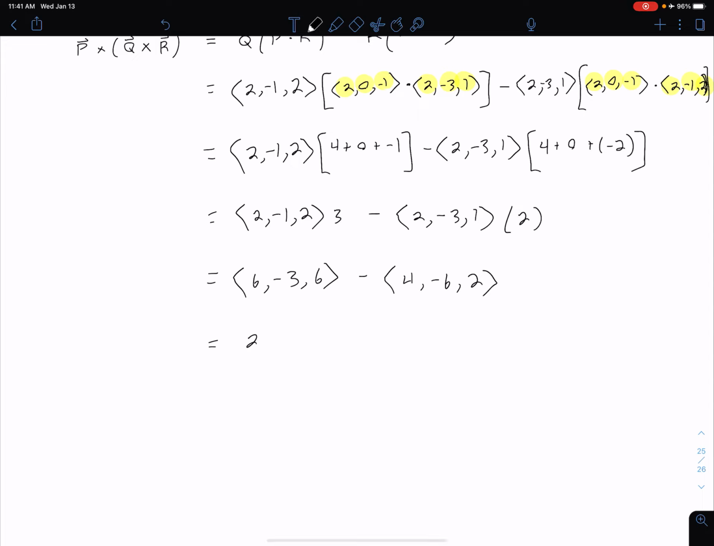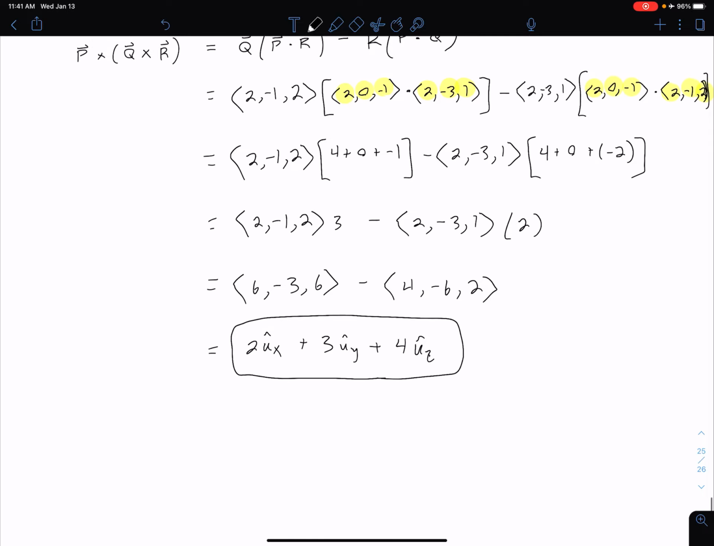So we have 6 minus 4, which is 2 in our x direction, negative 3 minus negative 6, which is going to be a positive 3 in our y direction. And then we have 6 minus 2, which is going to be 4 in our z direction. And so that would be our answer for part 4.